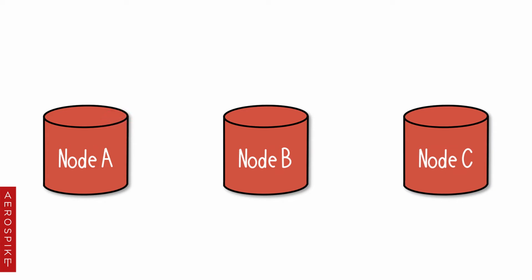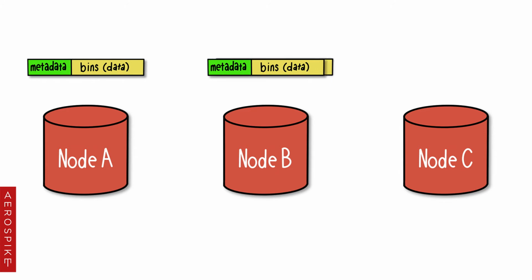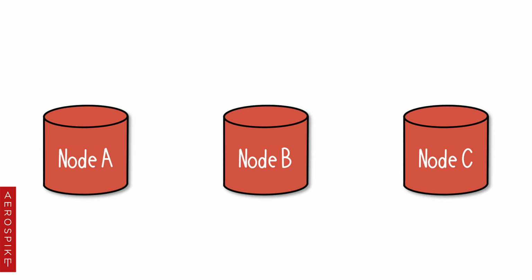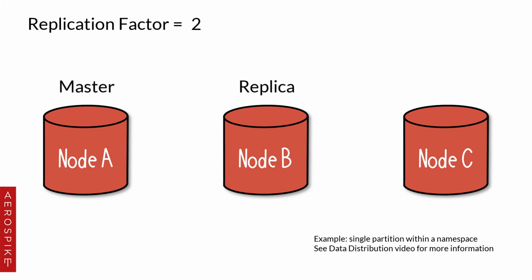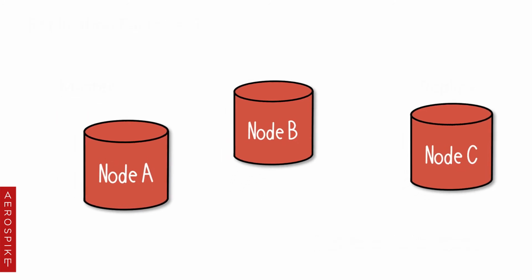Aerospike achieves this durability and availability through its ability to automatically replicate data throughout a cluster, storing multiple copies of every record. The replication factor, configured on a per namespace basis, is most commonly set to maintain 2 copies, but can be set anywhere between 1 and the number of nodes used for the namespace.